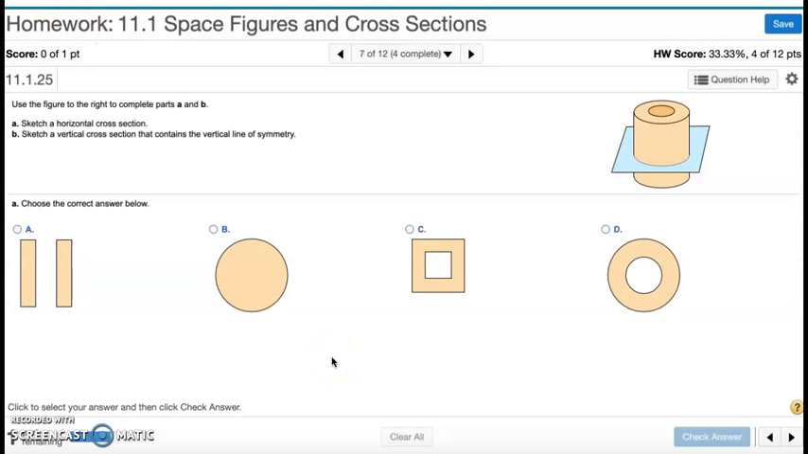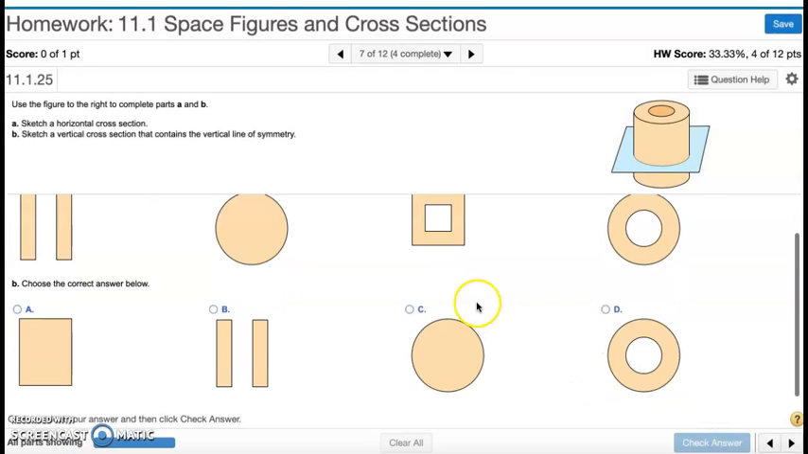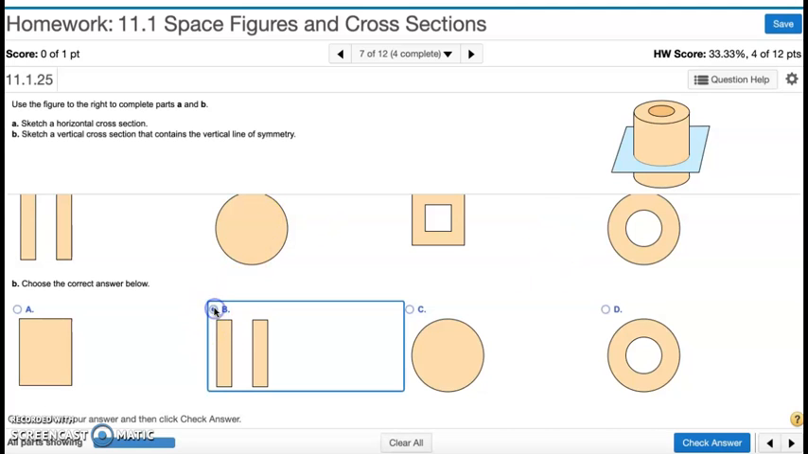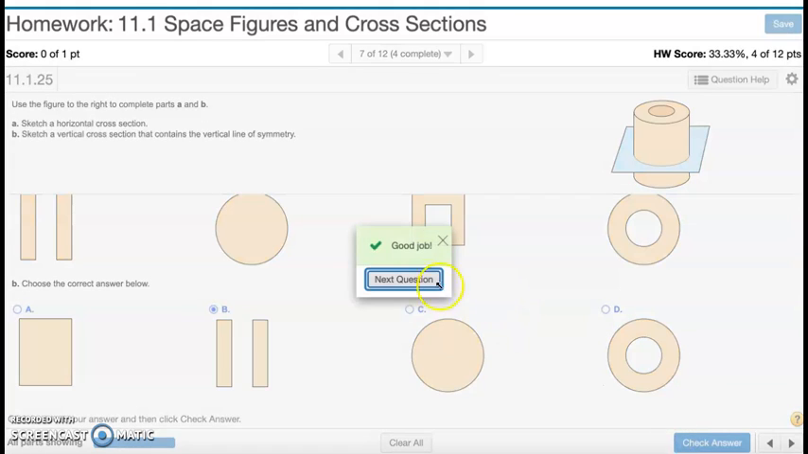Use the figure to the right to complete parts A and B. So A, you're going to sketch a horizontal cross-section. That's going to be D, going across. Vertical cross-section that contains the vertical line of symmetry is going to be B, because we have that hole there in the middle. And that's number 7. Number 10.